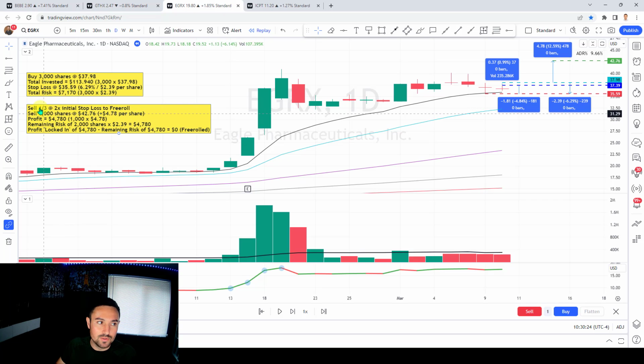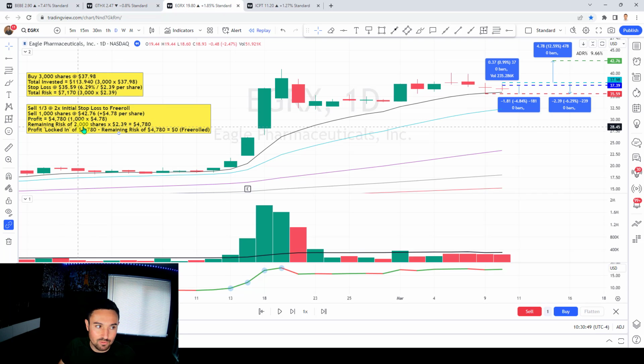What I'm looking to do is sell 1/3 at 2 times the initial stop loss to free roll the position. So I'm going to sell 1,000 shares at 42.76, which is $4.78 per share. Why that level? Because if you multiply $2.39 by 2, you get $4.78. Makes sense? So profit is $4,780, because it's 1,000 shares times 4.78, but we still have 2,000 shares that have the stop loss attached. So this is the remaining risk element.